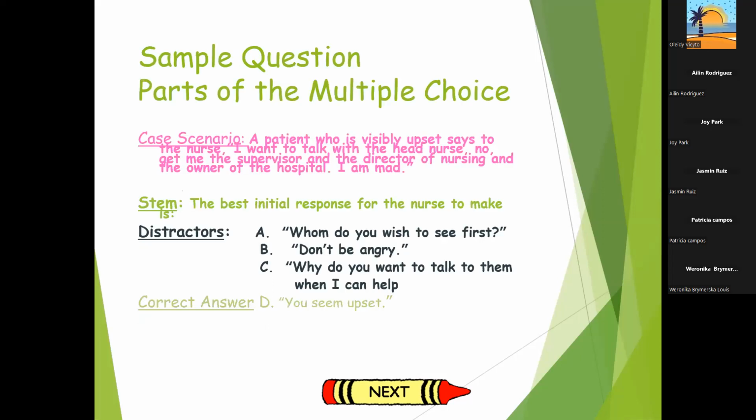And of course, B, when we look at B, don't be angry. Can I tell anybody how to feel? Can I tell somebody how to feel? No, I can't. Okay. You're going to go through and start learning process of elimination. Okay. I can't tell anybody how to feel. And A, I'm not going to pass the buck. So I'm eliminating A, I'm eliminating B, and C is considered what?